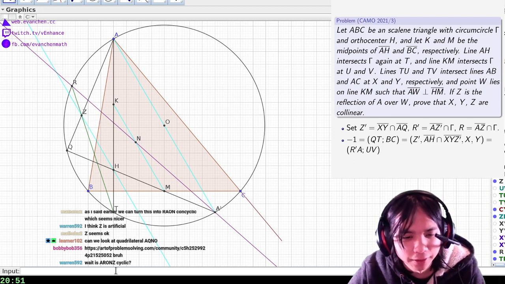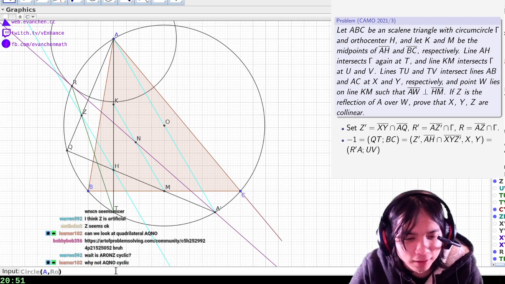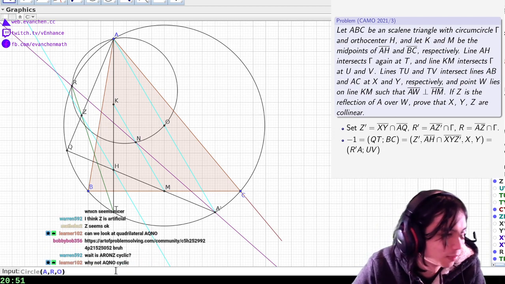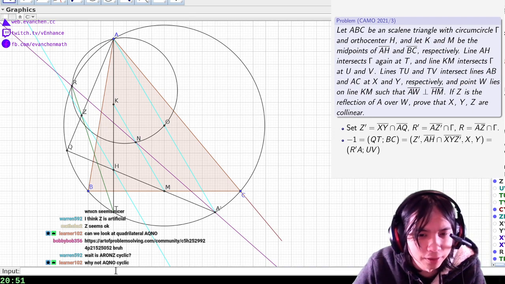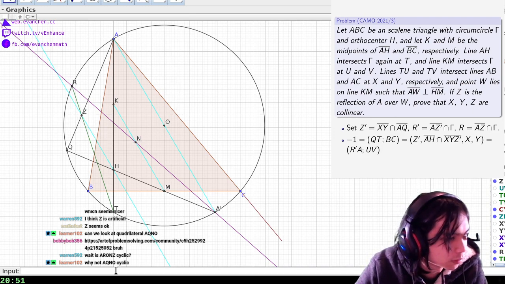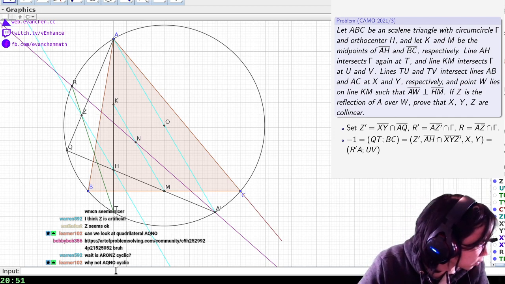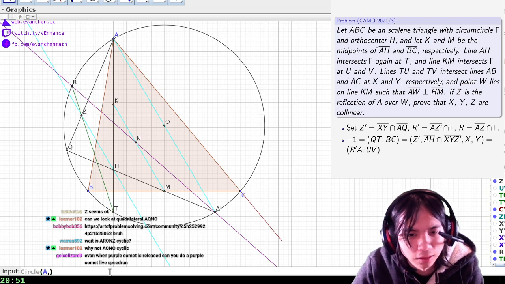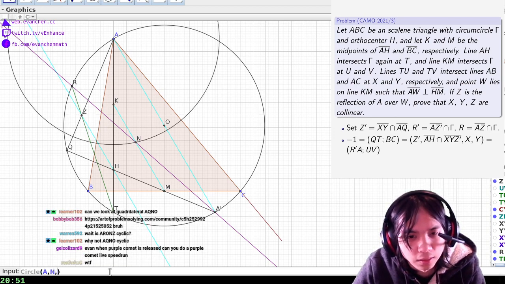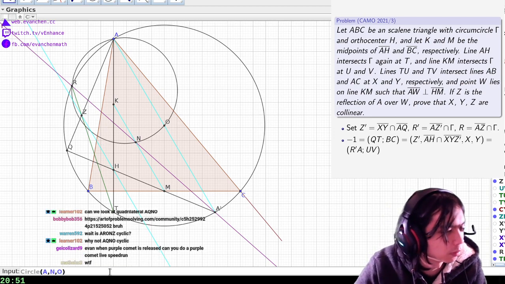Are they all cyclic? No. Why not AQ and O cyclic? Wait, what? AQ and O cyclic? No, wait. No, it's not.